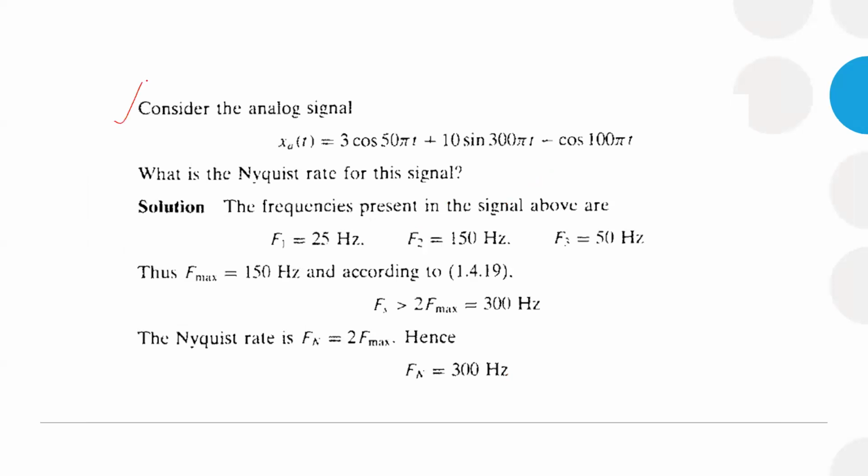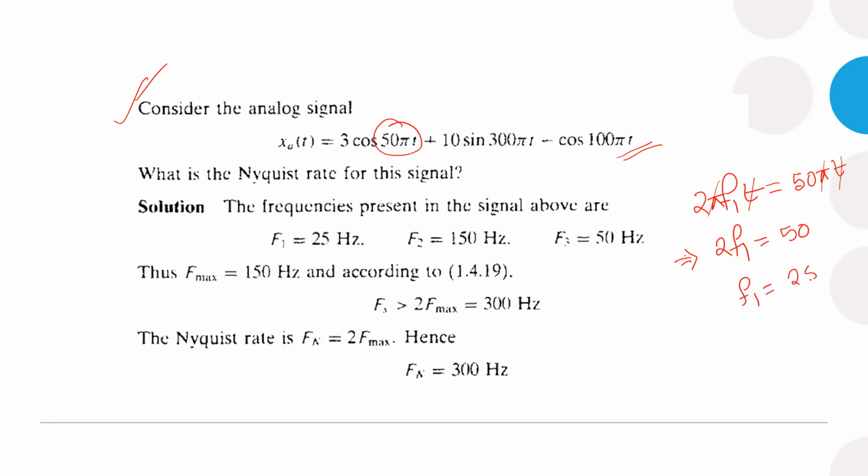Now, let's do an example using the Nyquist theorem. Consider we have an analog signal and the equation for the analog signal is like this. What is the Nyquist rate for this signal? The frequencies present in the signal above: this term represents 2πf1t. So 2πf1t is equal to 50πt. So πt is cancelled, 2f1 is equal to 50, so f1 is equal to 25.